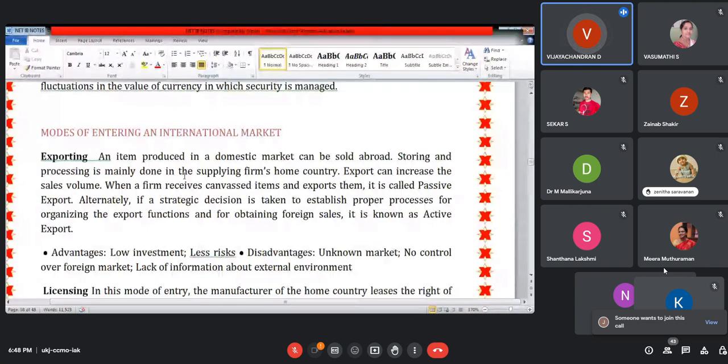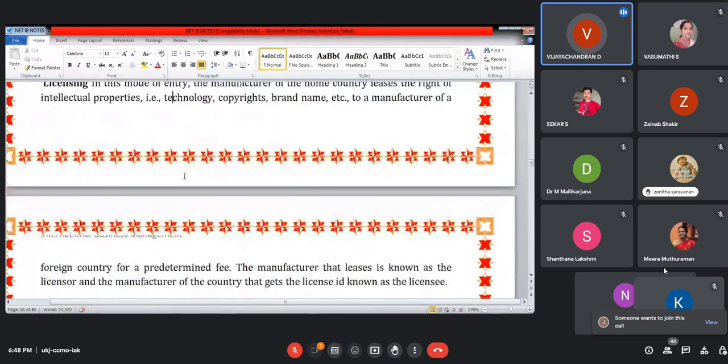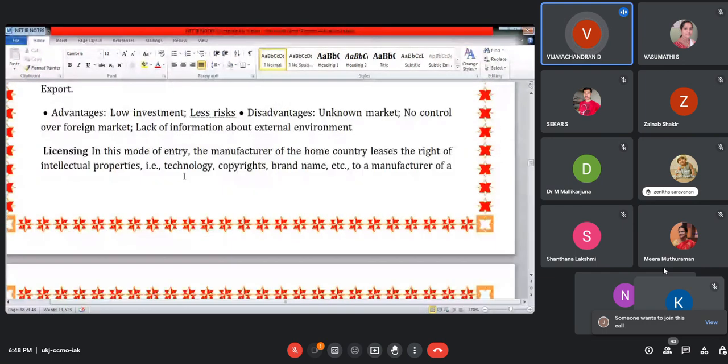This is the simplest way, exporting. As you know, what are the advantages? I told you, lower investment. Why am I saying lower investment? There is no need of setting up any company or organization. With the available facilities and infrastructure, you are selling your product in foreign countries. So lesser risk is there. These advantages will be there.